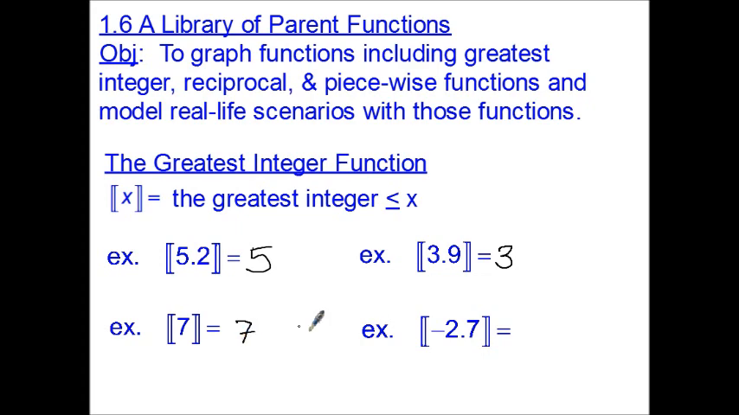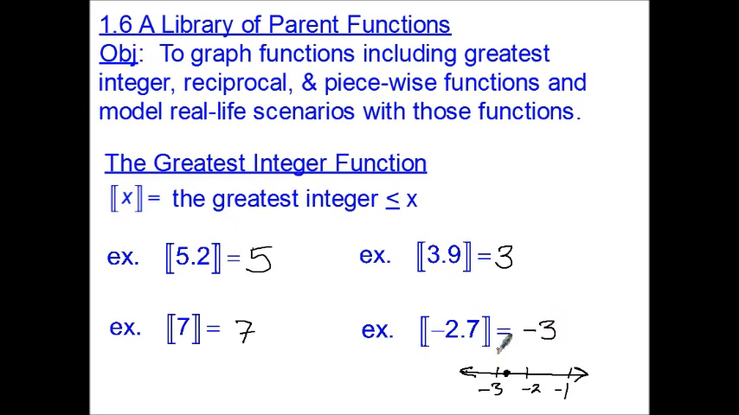Now hopefully you're feeling really cocky about this, and you think, oh, negative 2.7, obviously that's negative 2. Sadly, you'd be wrong. If I think about a number line, and this is negative 3, this is negative 2, and let's put negative 1 on here, negative 2.7 would be sitting about right there. If I want to go less than or equal to negative 2.7, I'm actually getting to negative 3.